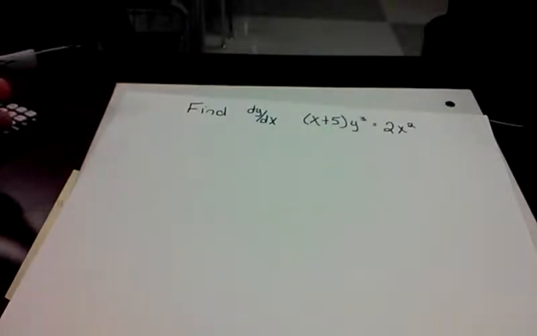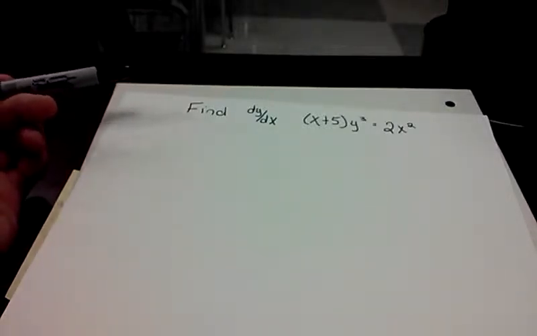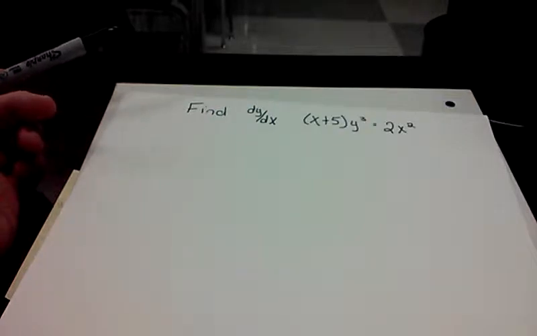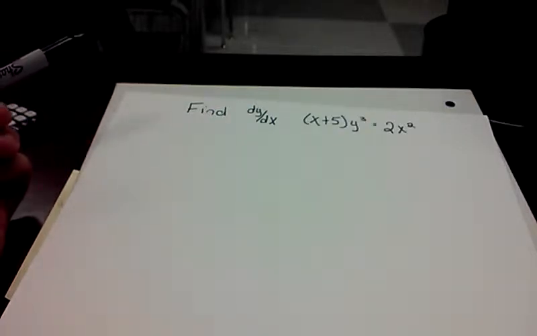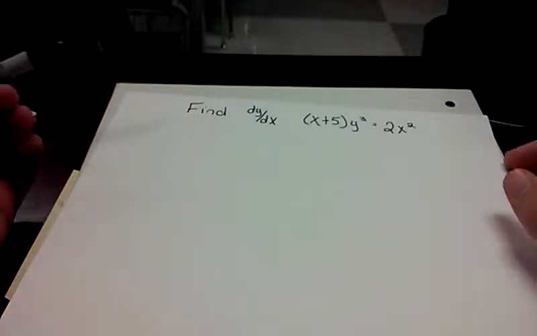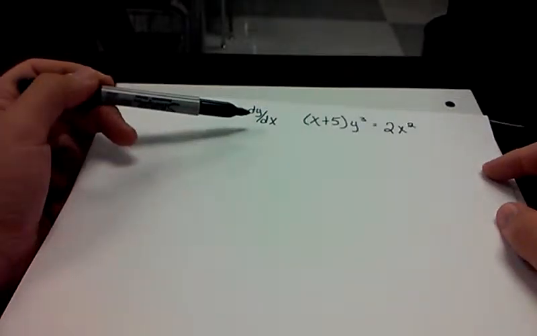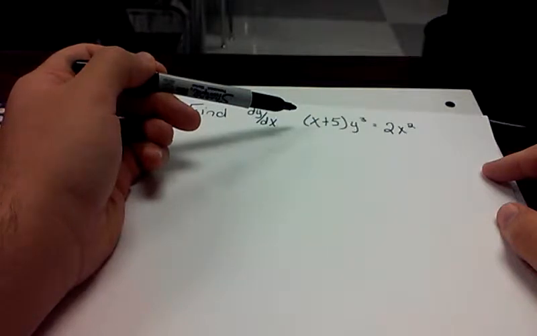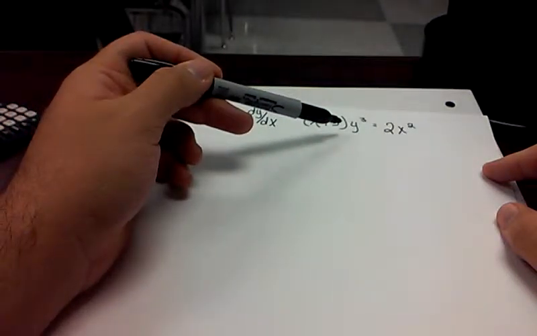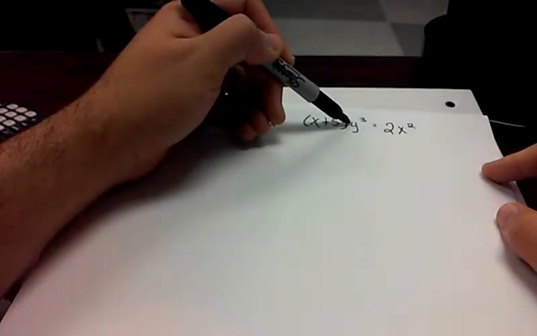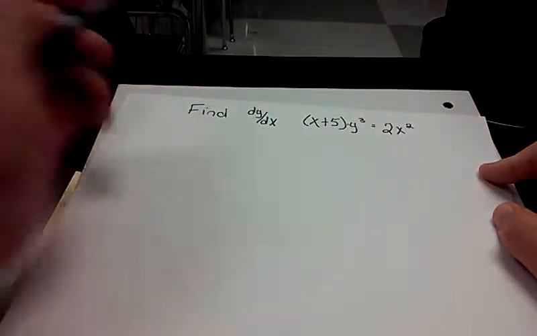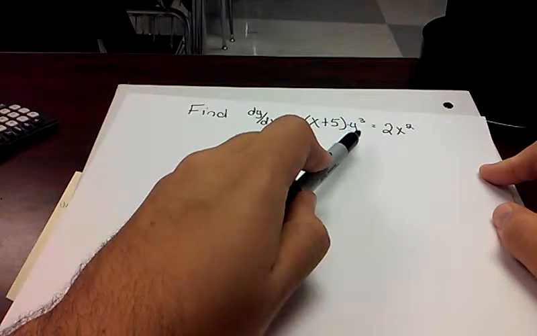All right, guys, let's take a look at a problem. It was actually one of the most missed problems from the implicit differentiation worksheet. This was technically number 7 on the worksheet. It says find the derivative of y with respect to x of (x + 5)y^3 = 2x^2. I hope that you notice that this is multiplication between the x + 5 and the y^3.